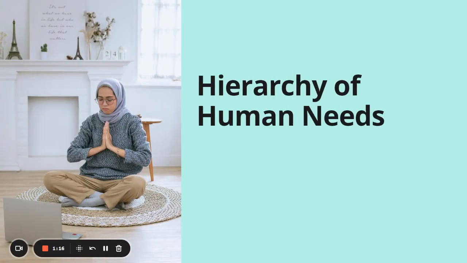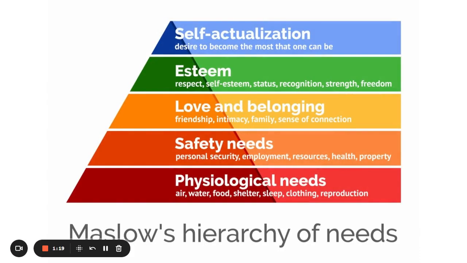So the first part, we're going to review something called the hierarchy of human needs. A long time ago in school, you may have studied Maslow's hierarchy of needs. This is a theory proposed by Abraham Maslow in 1943. It describes the pattern in which human needs are prioritized and satisfied. The theory suggests that individuals have different levels of needs and they must fulfill lower level needs first before moving on to the higher level ones.